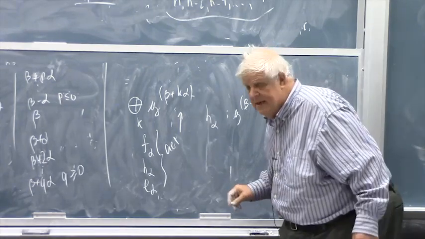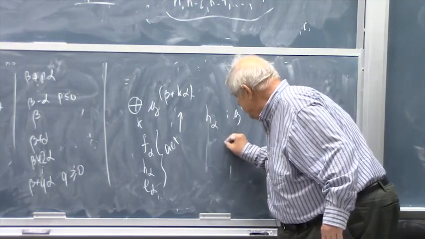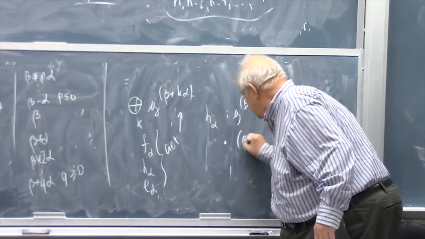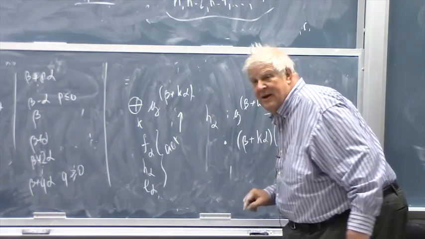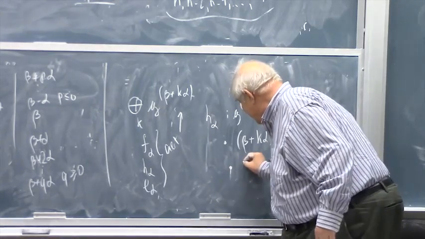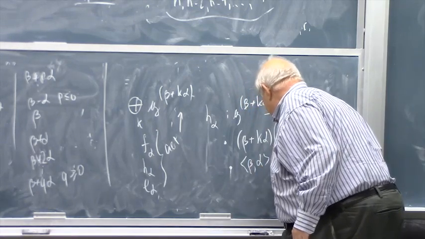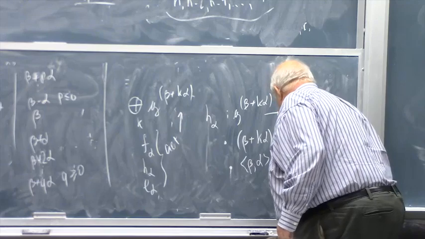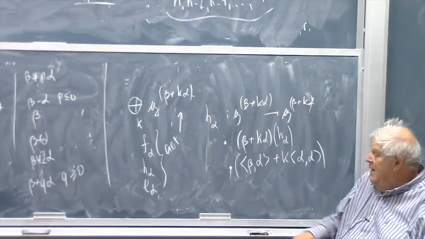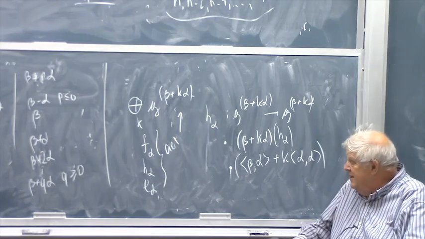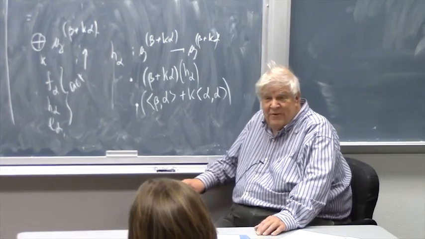How does it act? According to the definition of the root, this is multiplication by beta plus k alpha applied to h alpha, right? But this is in turn multiplication by beta alpha plus k alpha alpha. If nothing else, this is the definition of h alpha.